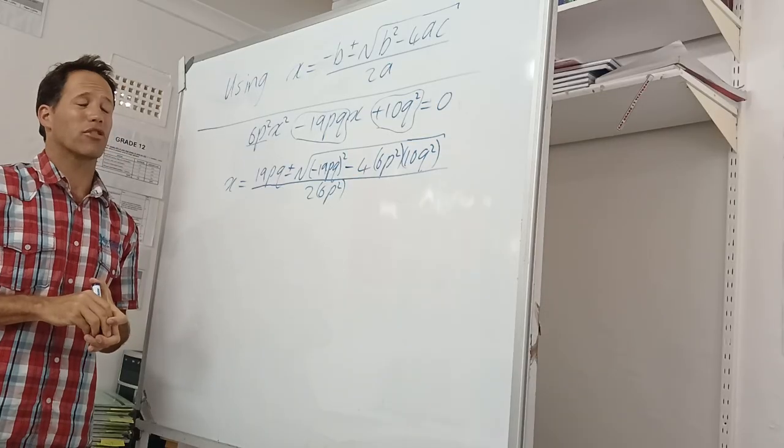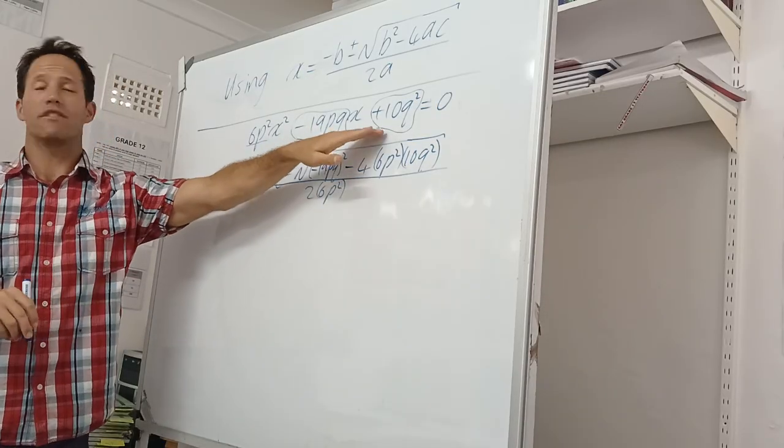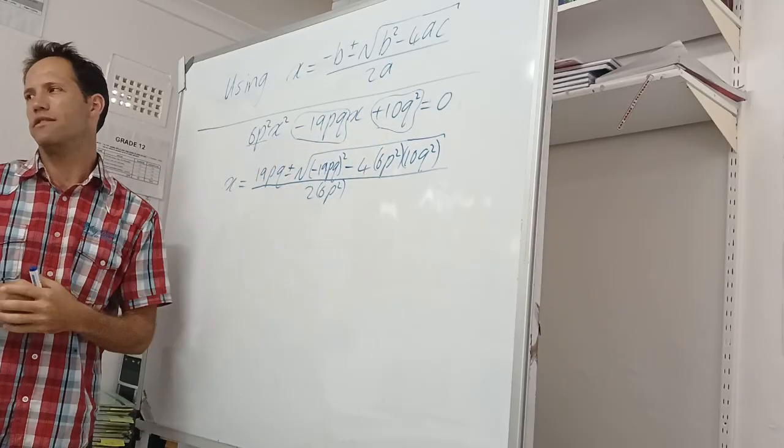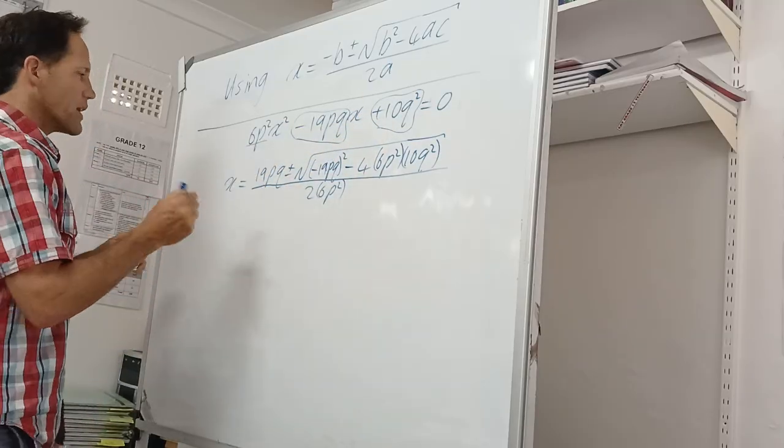We learners sometimes get confused with these ones. Is that with the c? I'm not sure what's going on there, but that is c. 10q squared is c. Okay, so now we're going to simplify this.